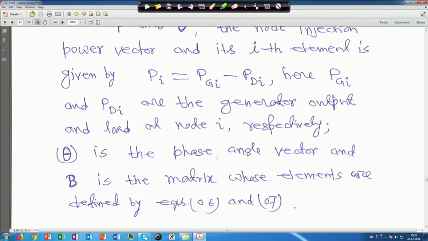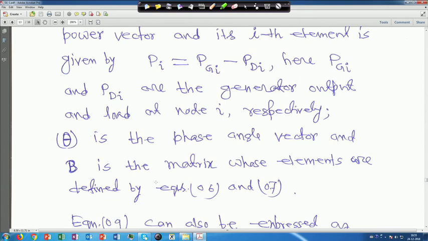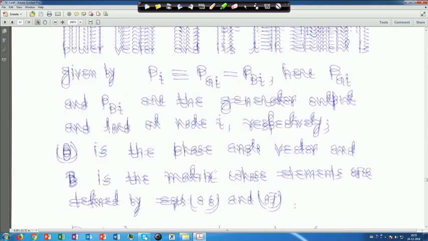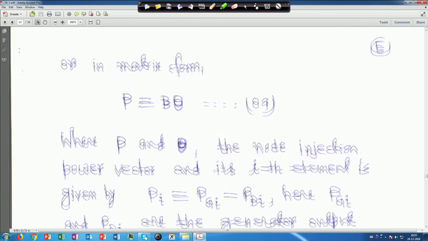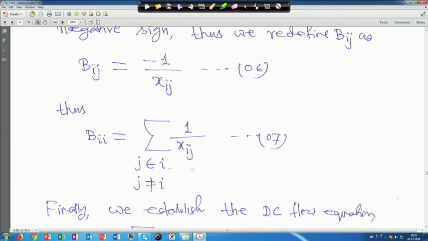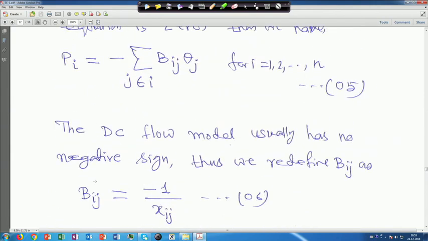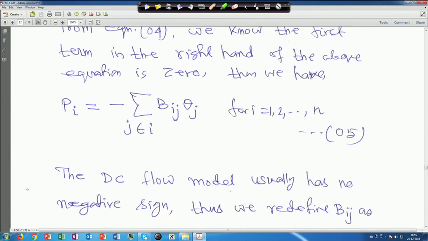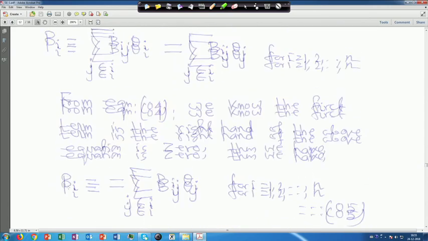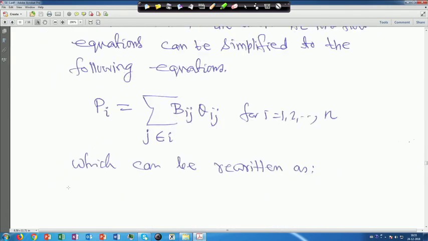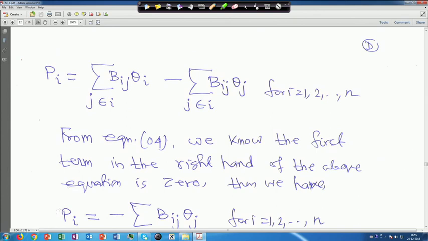And theta is the phase angle vector and B is the matrix whose elements are defined by equations 6 and 7. So when you go back to equations 6 and 7, B has been defined. And another thing is that in this equation we have dropped the first term, which is 0. This equation I told you previously is equation 04.